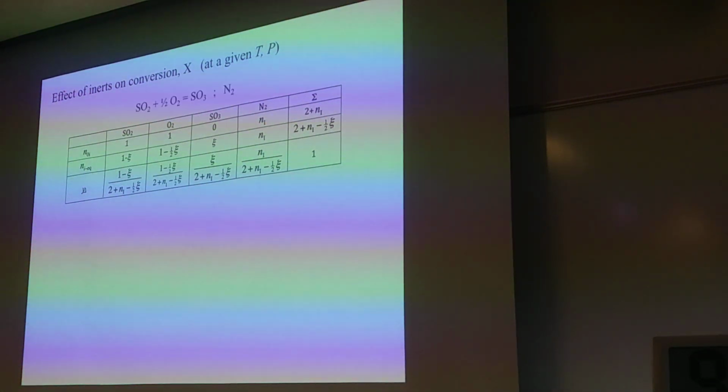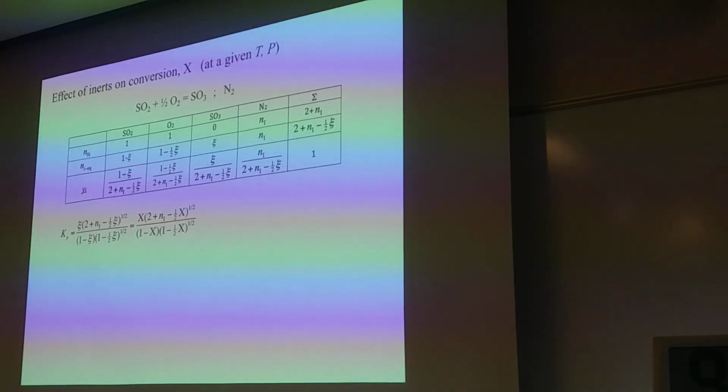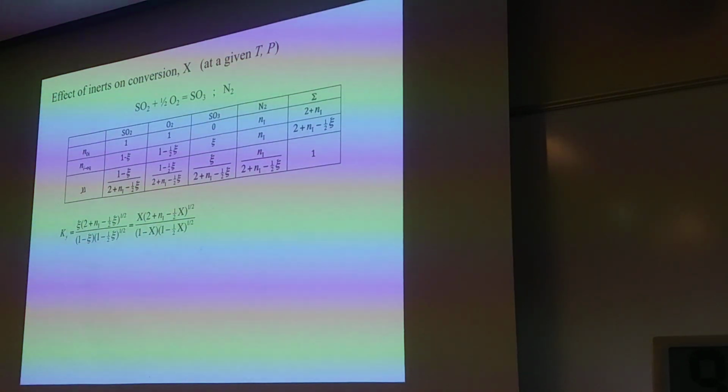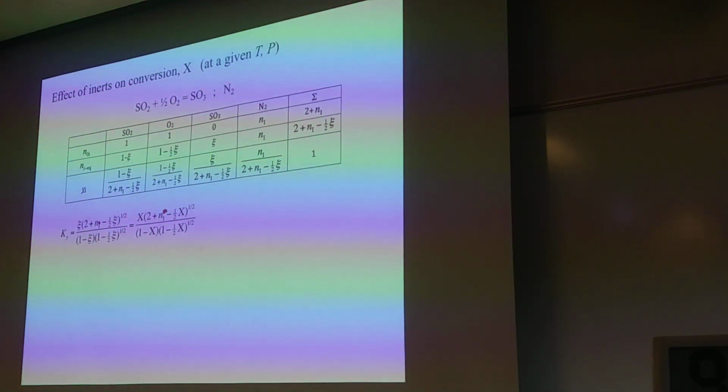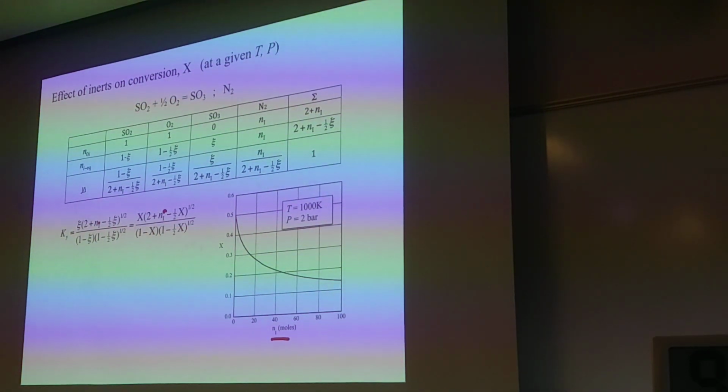So if I do that, that's the reaction. And then my expression for Ky looks like this, and you notice it's the same as before, except now I've got Ni here as an explicit term. And if I plot that up, varying the number of moles of inert here, at a pressure of 2 bars, temperature of 1,000 K, what I notice is I start out here with no inerts present at all. I get a conversion of 0.5.